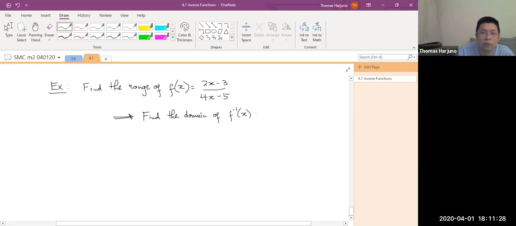Now then, how do we find the domain of the inverse function? Well, first of all, find the inverse function. Let me give you 3 minutes to find the inverse function of this function. And then from there, we see what's the domain of that inverse function. Now, the domain of that inverse function will be the range of this function. Okay, I give you 3 minutes.